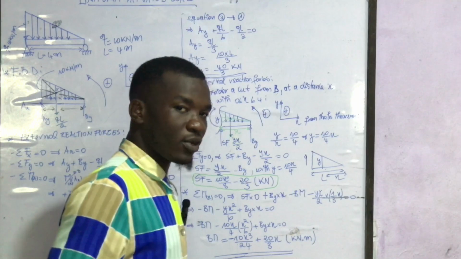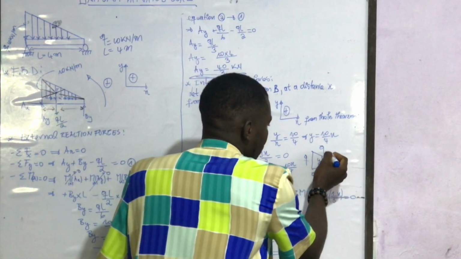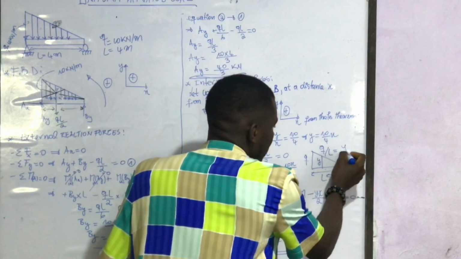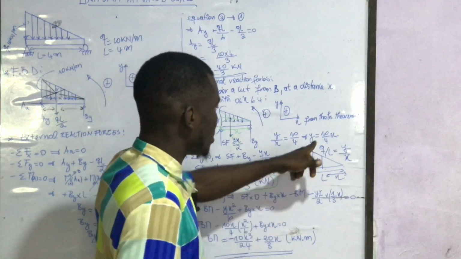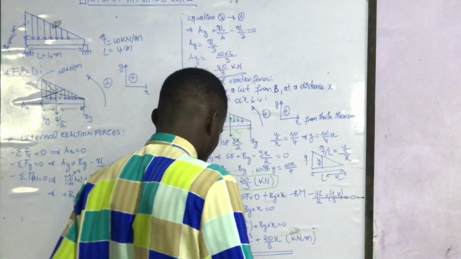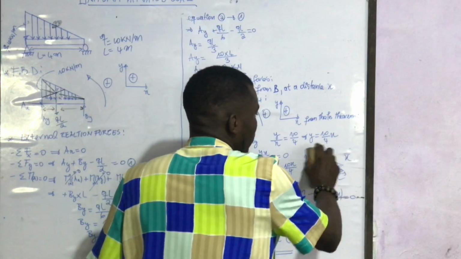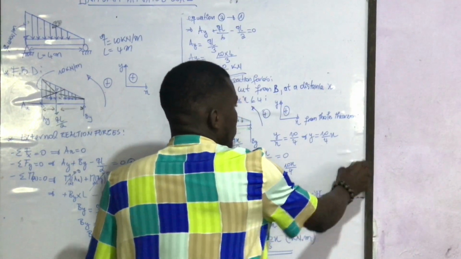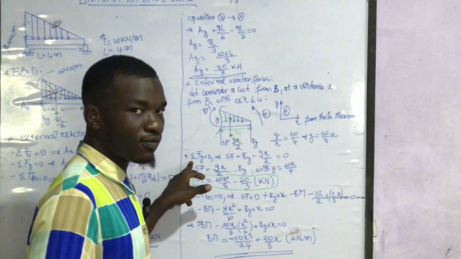So for Thales theorem, we can write Q divided by L equal to Y divided by X. That's how we get the expression of Y, which is equal to 10 over 4 times X. So once we get the expression of Y, we can now find the internal reaction forces.